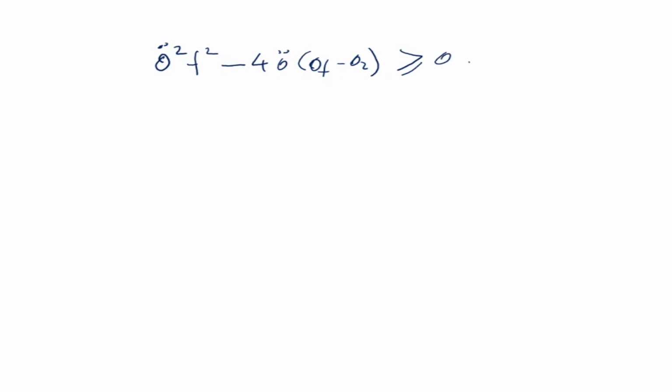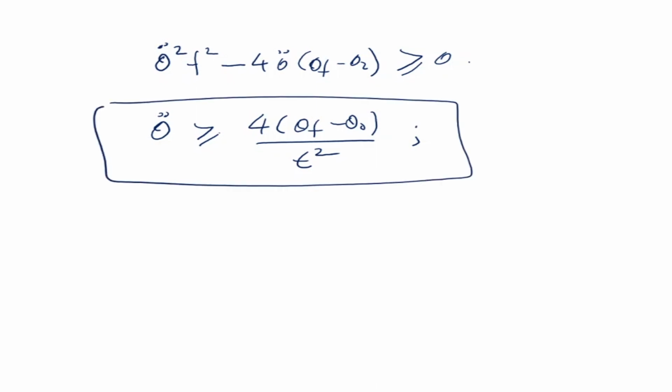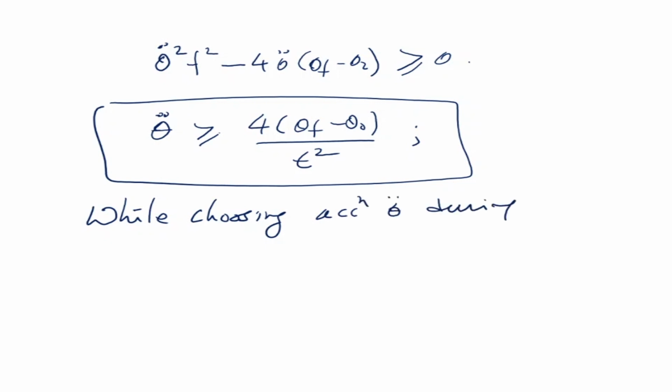Now this tells us that theta double dot must be greater than or equal to 4 times theta f minus theta naught divided by t squared. Okay, else this term will become imaginary. So this condition is required. When you are choosing your acceleration theta double dot during the blend period, this is a constraint.